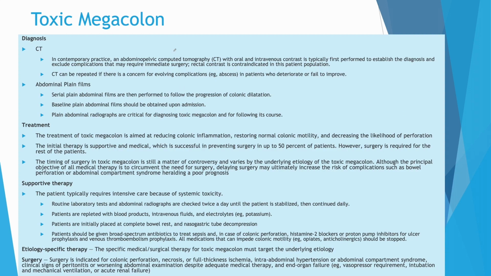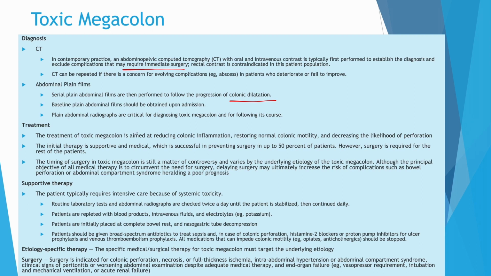How do we diagnose it? Well, nowadays we tend to get CTs just as quickly or almost as quickly as we can get plain abdominal films. So we usually use CTs to help make the diagnosis, especially in those that might require immediate surgery. We also use abdominal plain films. They're quick and they can show that colonic dilatation pretty quickly.